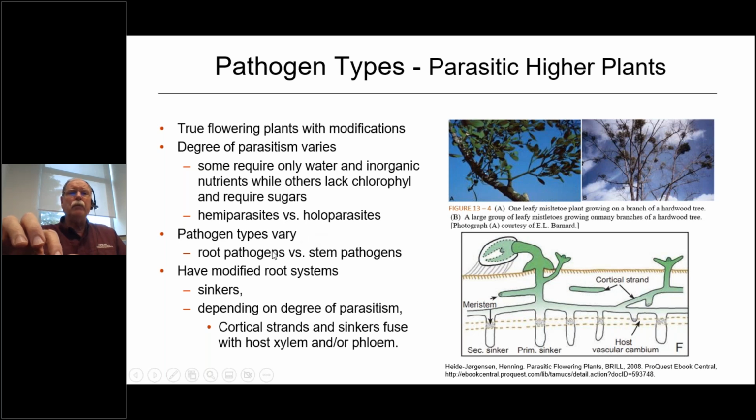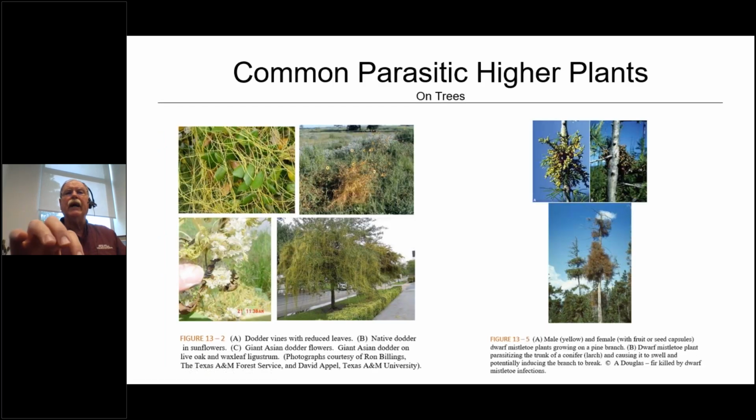And we've also got root pathogens and stem pathogens, and I've already talked about the modified root system, so I'm not going to talk about that. But let's talk about the two most common parasitic higher plants on trees. And we have both of these in, well, no, actually three. We have all three of these, sorry about that, in Texas. One of them is dodder, and you will see this out in the hill country.